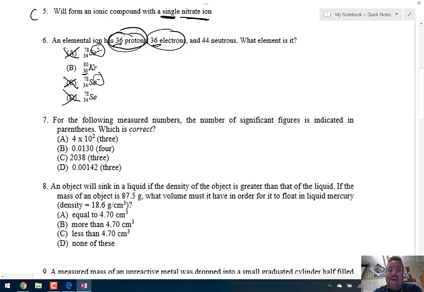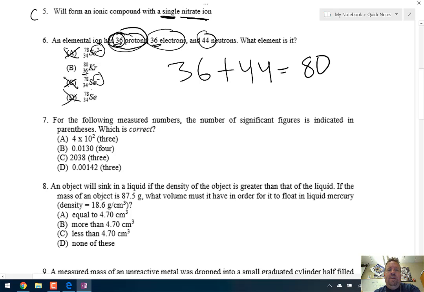Okay, and then our last thing, if that doesn't tell us the answer, then we also know we can add the protons and the neutrons together. 36 plus 44 equals 80, which means the mass of this atom has to be 80. So once again, 78, 78, 78. Again, all of those are wrong. The only one with a mass of 80 is B.